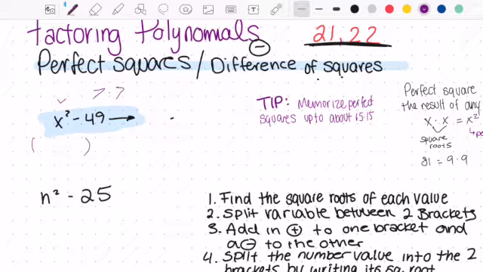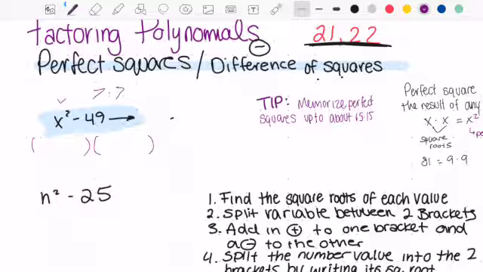Just like in our previous factoring videos, we want to create 2 brackets just like this, and you're going to split up the square roots of both of them and put them in each individual bracket. So for example, we're going to split up the x first. And so the x, 1x here and 1x here, because when they multiply to each other, you're going to get x squared from that.